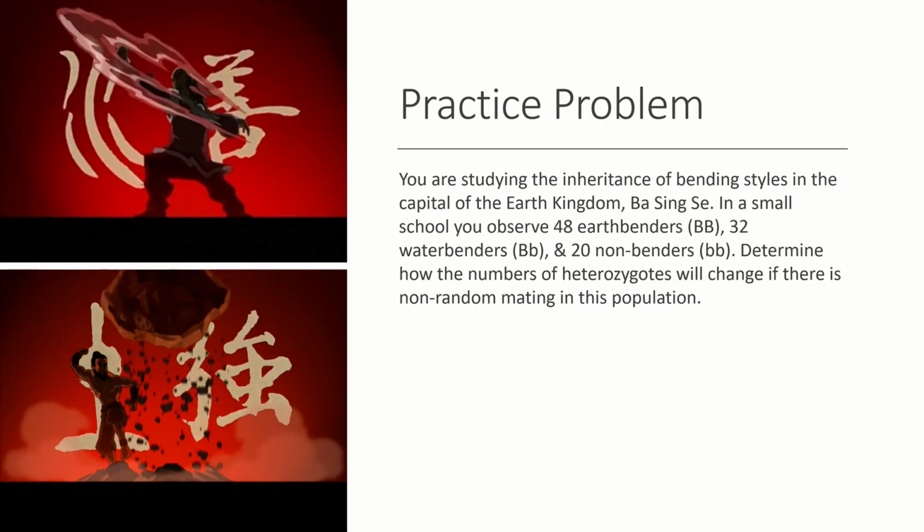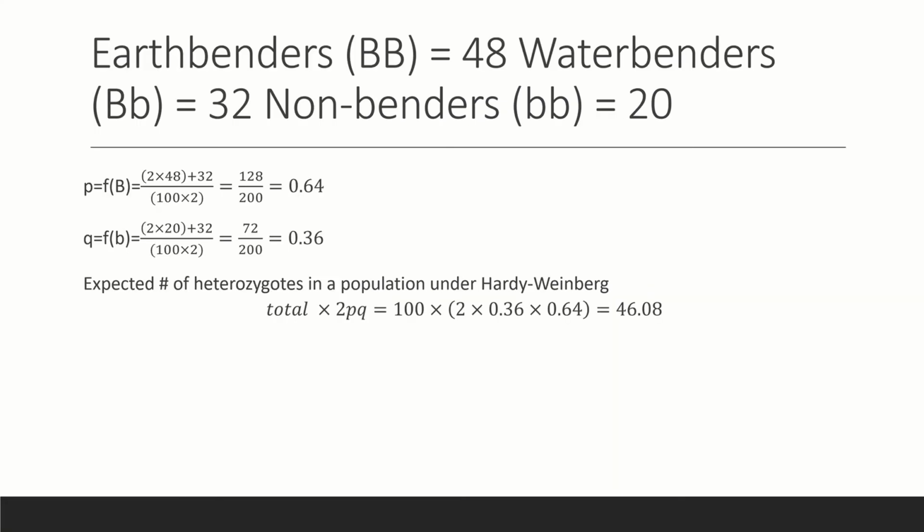So our practice problem. You're studying the inheritance of bending styles in the capital of the Earth Kingdom, Ba Sing Se. In a small school, you observe 48 earth benders, which is big B, big B, 32 water benders, big B, little b, and 20 non-benders, little b, little b. So determine how the number of heterozygotes will change if non-random mating is occurring in this population.